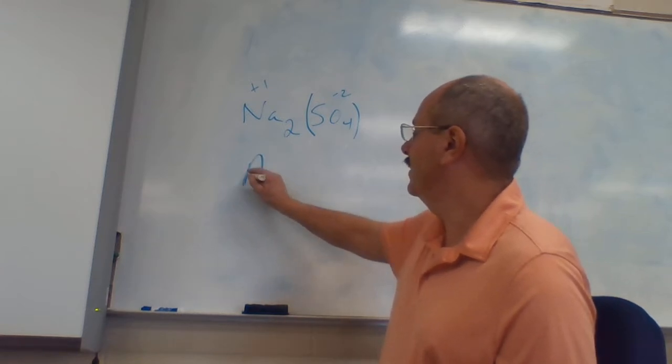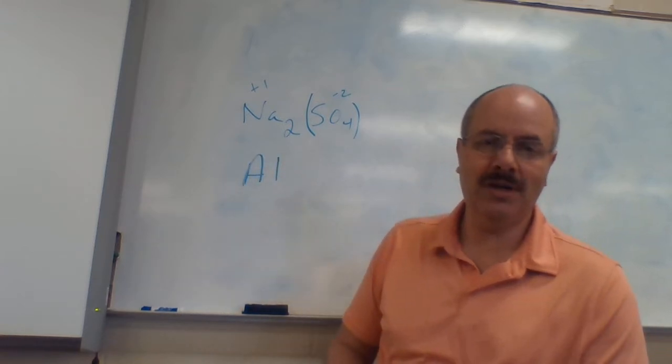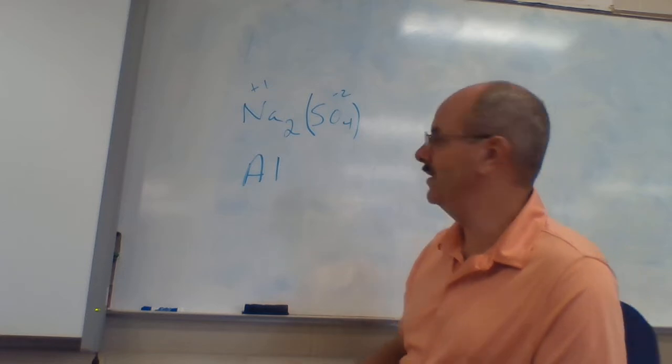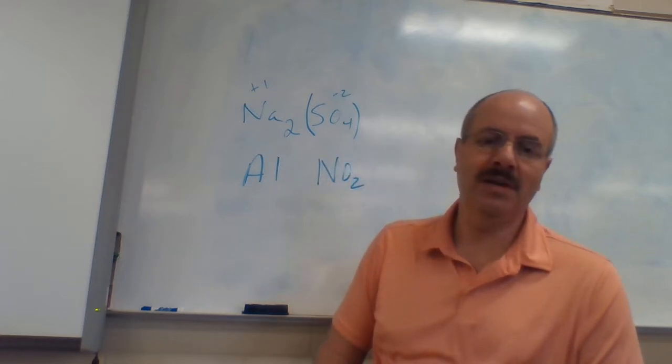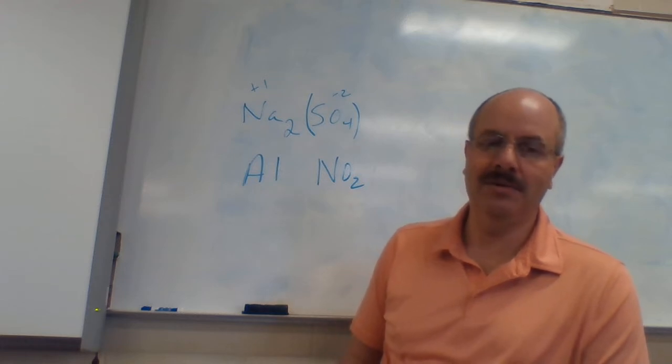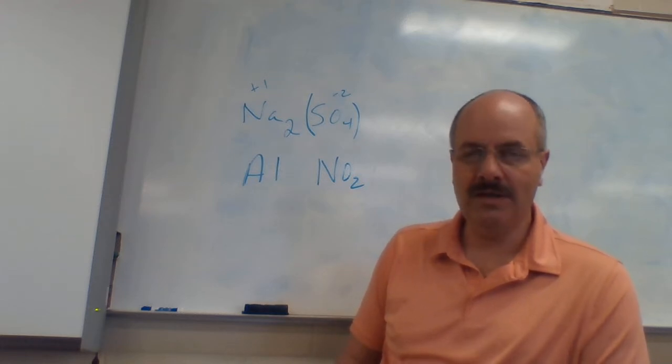Next one, we got Al, and then we're supposed to have nitrite. So again, look at that polyatomic ion chart, and you get NO2. Don't get it confused with nitrate. Nitrate is NO3. This is nitrite.